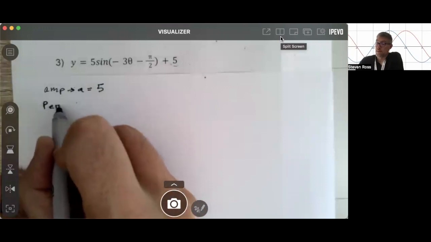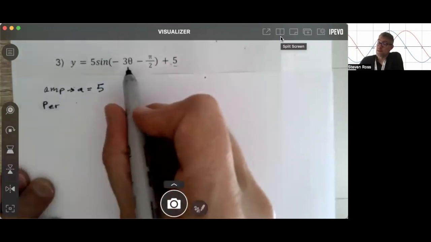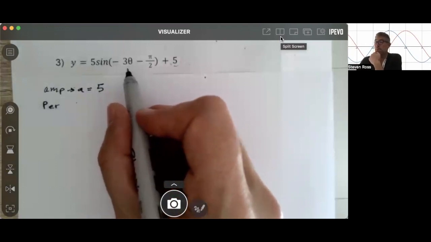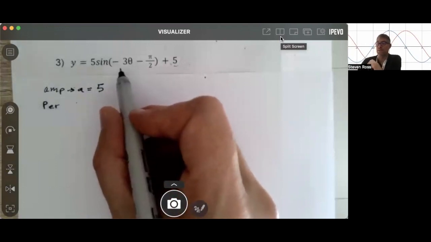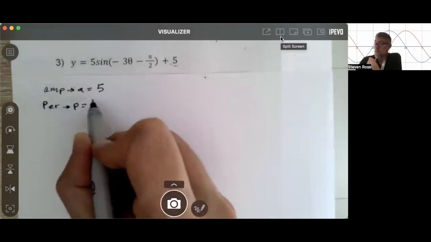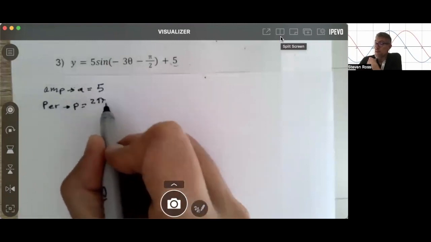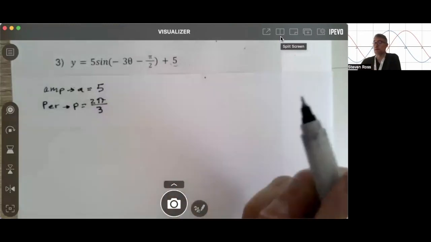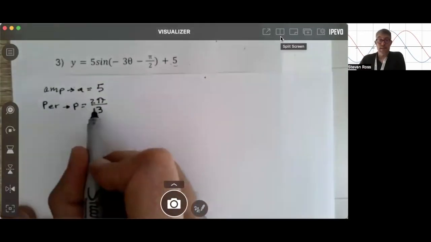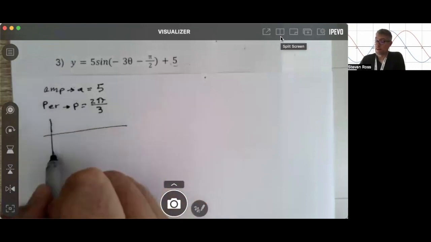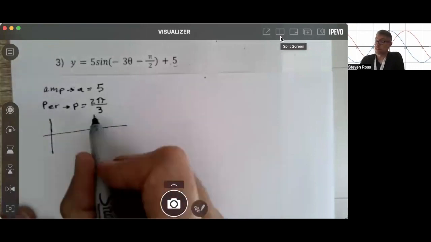Well, let's see what the period will be. So there's going to be a change because that B value is equal to 3. I'm going to ignore the negative right now and just say that B will have to be positive. And so to find the period, P is equal to 2 pi over B. And that B is going to be a 3. So it looks like that's completely simplified. So the entire period is going to be 2 pi over 3.